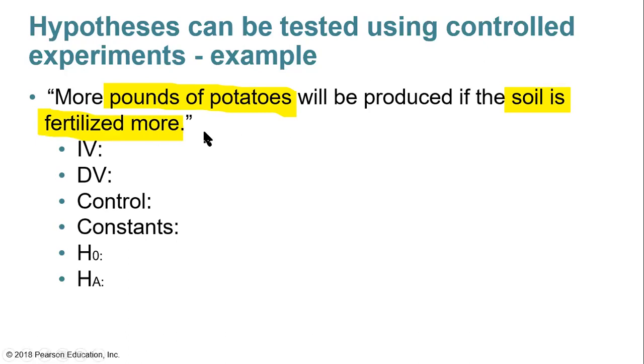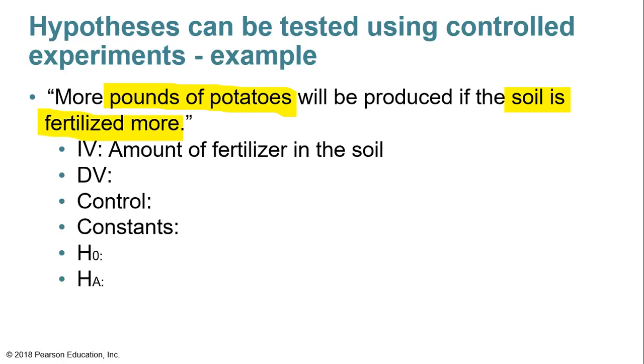But there's only one that I am directly changing myself, which is the amount of fertilizer that I put in the soil. I hope there's going to be a change in the pounds of potatoes, but I can't just go to the potatoes and make them grow more. I have to do something to them. And the thing that I do, the thing that I change, is the independent variable. So by that method, we know that the independent variable is the amount of fertilizer in the soil.